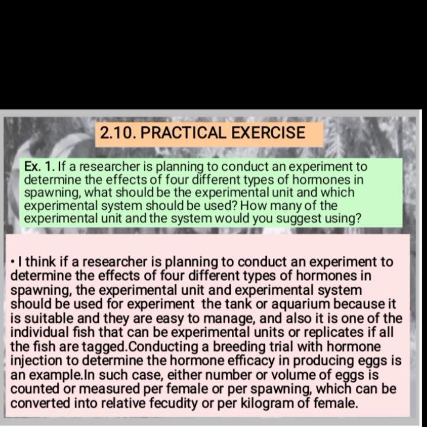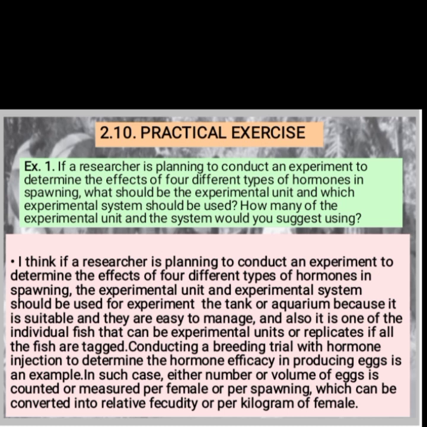My answer is, I think if a researcher is planning to conduct an experiment to determine the effect of 4 different types of hormones in spawning, the experimental unit and experimental system that should be used for the experiment is the tank or aquarium because it is suitable and easy to manage. And also, individual fish can be experimental units or replicates if all the fish are tagged.